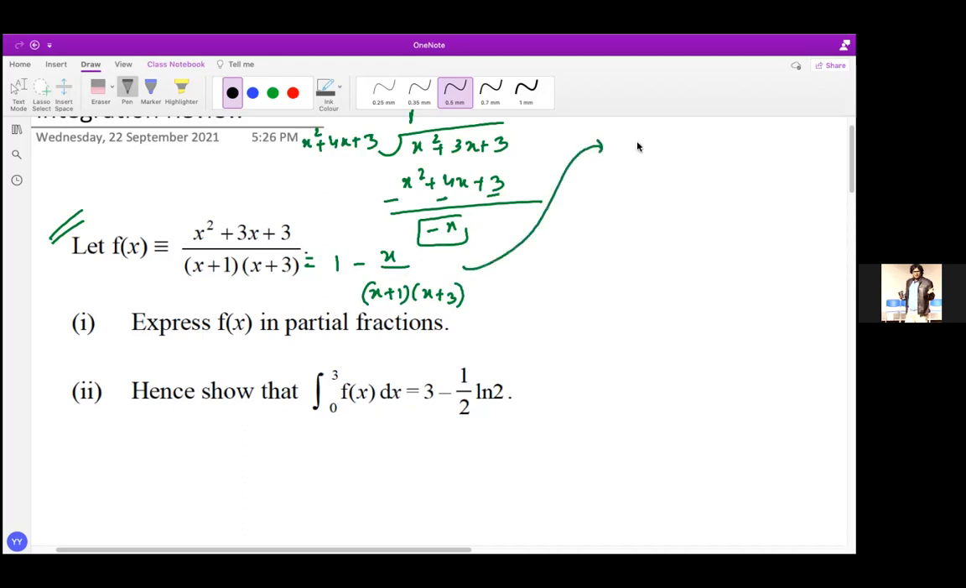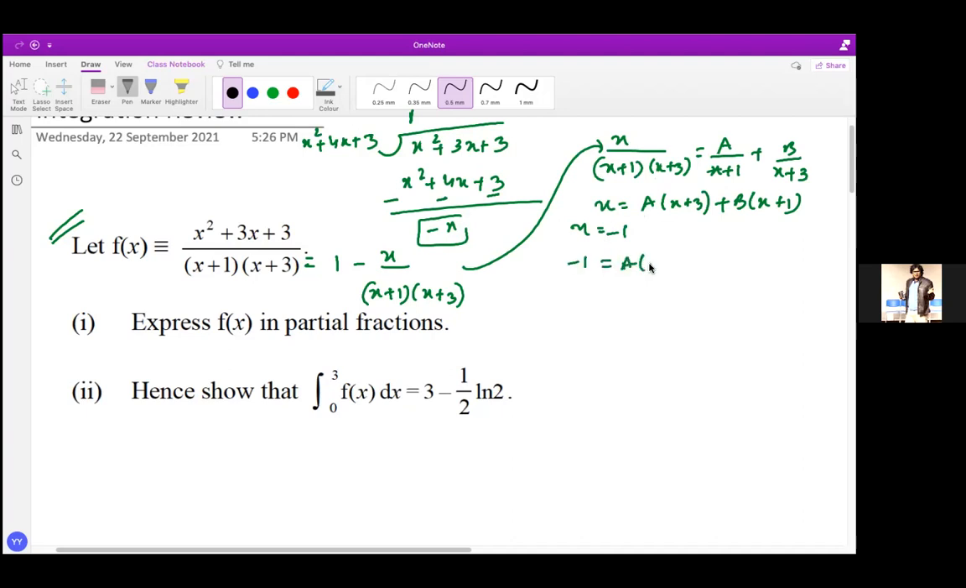So if I do partial fractions on x upon x plus 1, x plus 3, this is going to be a over x plus 1 plus b over x plus 3. So x is going to be a times x plus 3 plus b times x plus 1 when you cross multiply this out. Now take x as, let's say, -1 on both sides. So you get -1 equals a times -1 plus 3, and this becomes 0. So a equals -1 by 2.